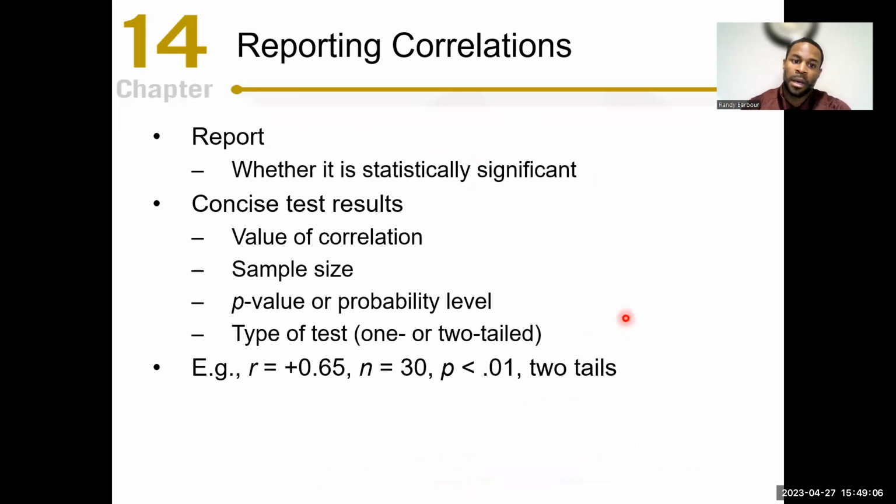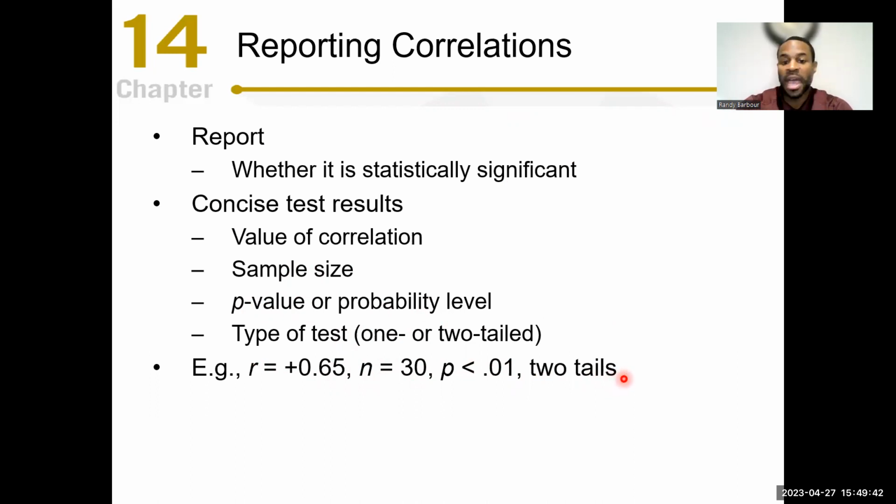Okay. All right. So after you do your hypothesis test, this is how you report your results. Right. It's really, really concise. All you're doing is reporting whether that correlation is statistically significant or not. Right. So you get the value of your correlation, which is here. You get your sample size, which is n equals 30. Right. You get your probability value, which is p less than 0.01 or p less than 0.05, and then you just call it one-tail or two-tails, right?